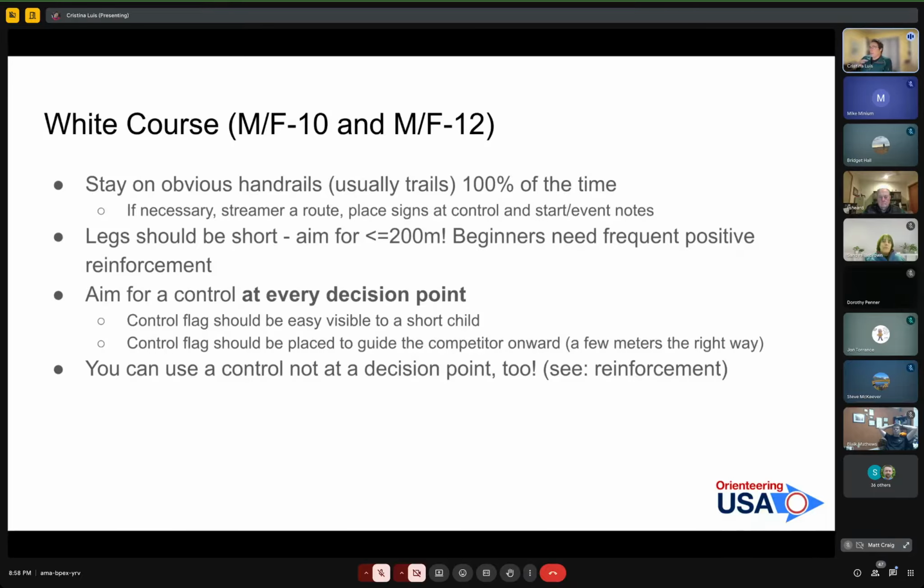You need to think of the white course as like a guided walk, right? Or run, whatever, a guided route. You have this route that follows linear features, and you're guiding them around it.